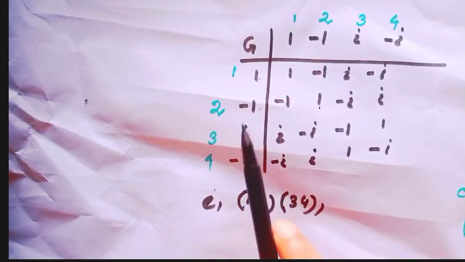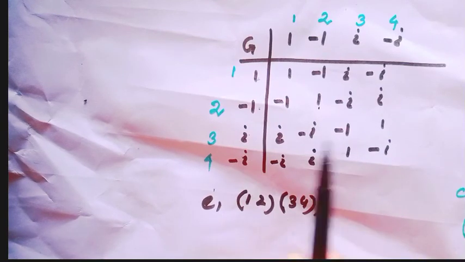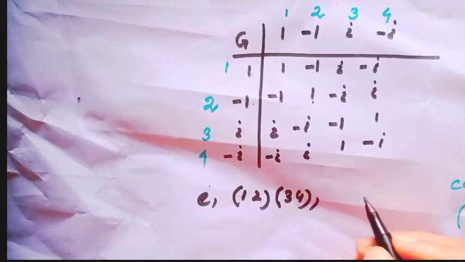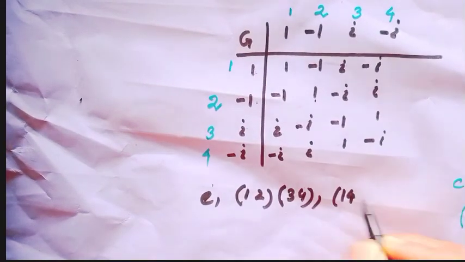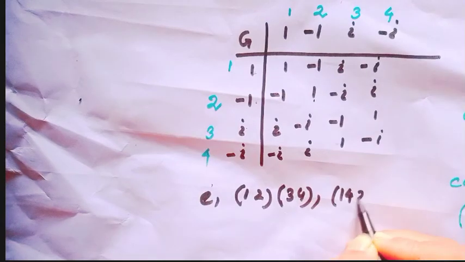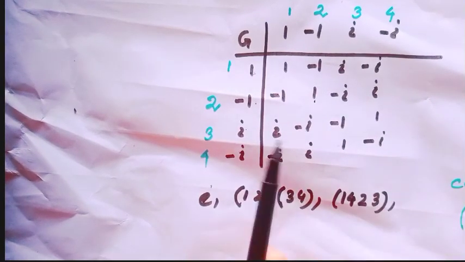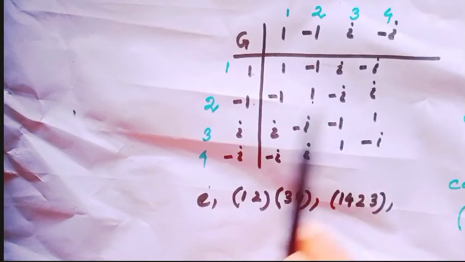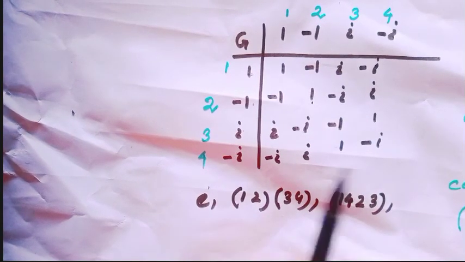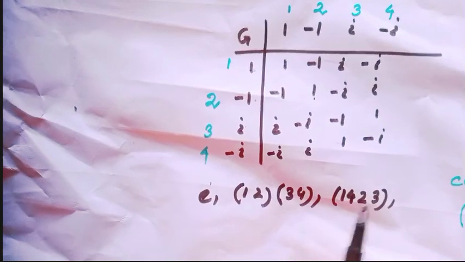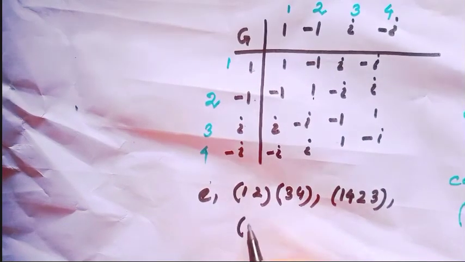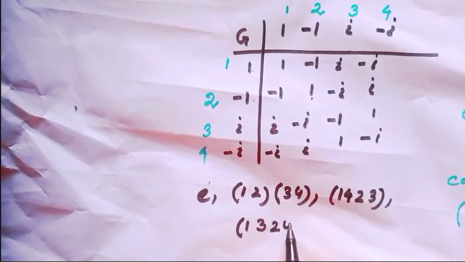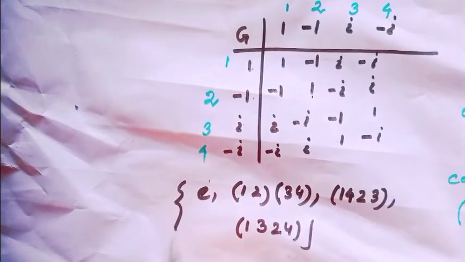Okay. Third column is similar. 1 maps to i, i maps to minus 1, minus 1 maps to minus i, minus i maps to 1. That means this is the cycle (1, 4, 2, 3). Okay? And the fourth column is 1 maps to minus i, minus i maps to minus 1, minus 1 maps to i, and i maps to 1. That means this is the cycle (1, 3, 2, 4). This is the actual set.